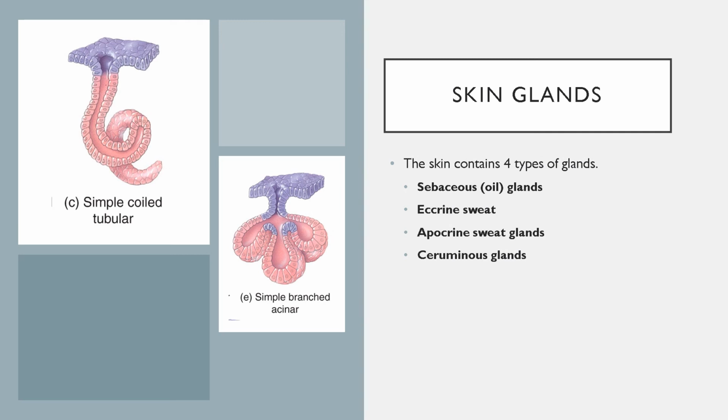Now, we already kind of talked about the 4 different types of glands, where they're found and what they produce, but let's just really quickly get a visual on what each of these glands look like. So first off are sebaceous oil glands. These are going to be simple branched acinar. So they are kind of little light bulb shaped, but they have a couple branches to them. And then all other three, the eccrine sweat glands, apocrine sweat glands, and also the ceruminous glands, are all going to be simple coiled tubular glands.